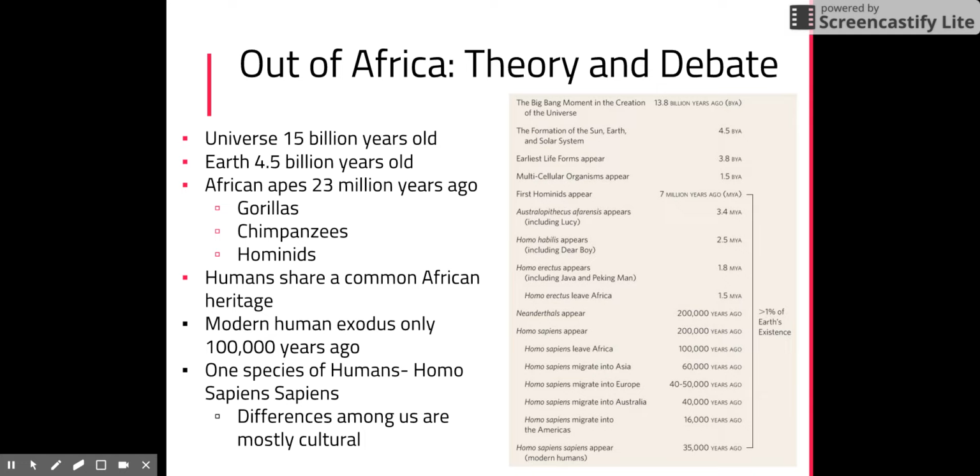And then about 23 million years ago, you see that we are starting to have the evolution of the African apes. And so scientists believe that humans evolved from African apes, and we share a common heritage. About 100,000 years ago, humans began to leave Africa and populate the rest of the planet. And during that process, all other human species died out. And today, there is only one human species, Homo sapiens sapiens.